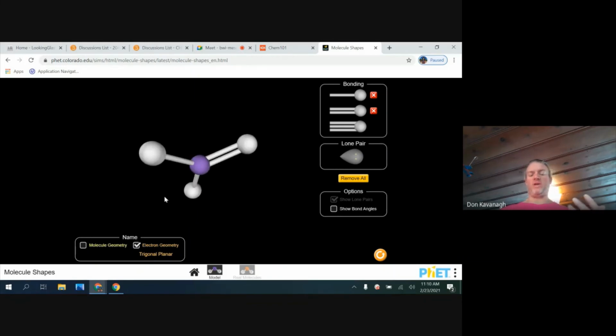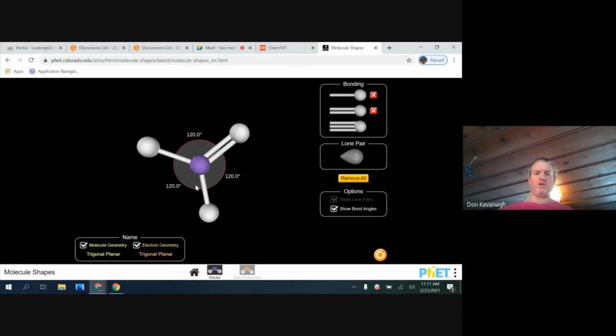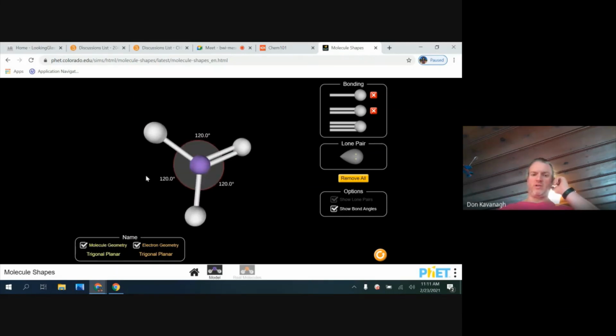Now, if you recall when we had the CH4, when everything around it was a bond, the electron geometry and molecular geometry were identical. Same thing here. This is surrounded by three things, and they're all bonded to atoms, so the molecular and electron geometry are the same thing. Now for the bond angles, we can click on the bond angles, and we see 120 degrees all the way around. That's a real intuitive number. We're talking about things on a plane, so 360 degrees divided by 3, 120.